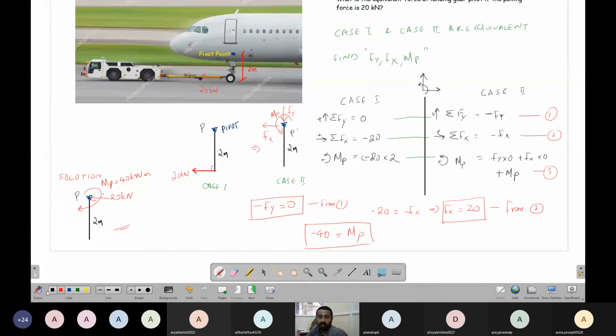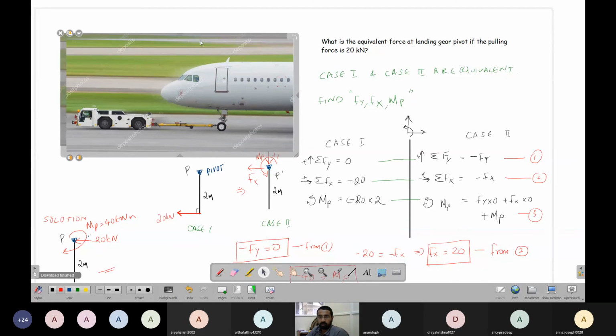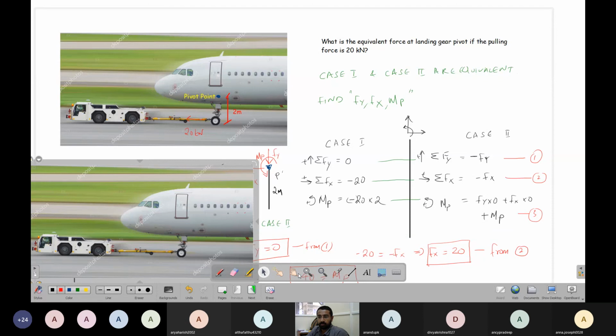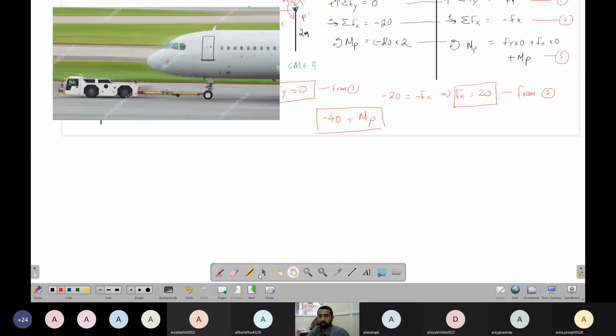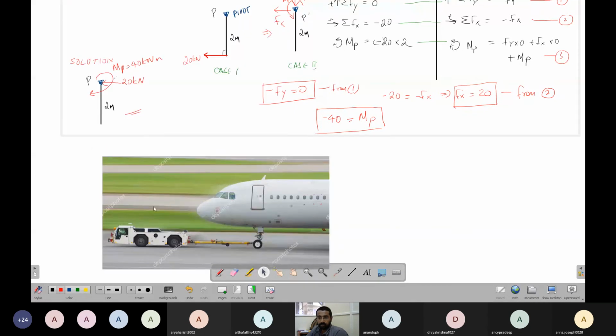So if we take the plane, so let's say, you will not be able to see this in your class notes. Okay, so if I can remove this system and I can just put a force here, 20 kilometers, and there is a movement here.